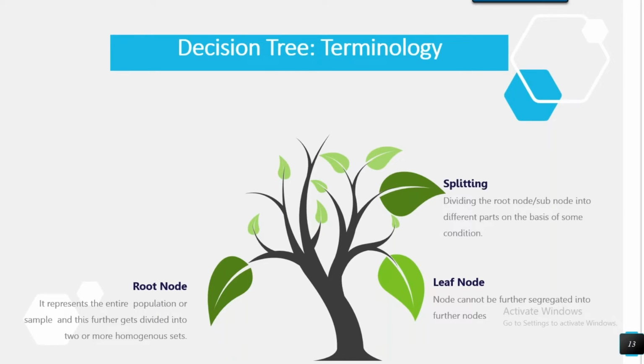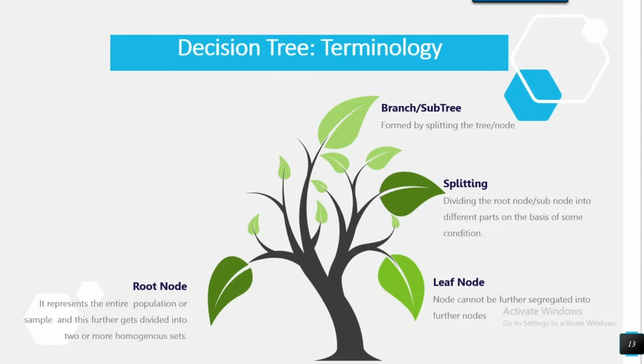There is also the process of splitting, that is dividing the root node or sub node into different parts. From the top level, if the answer is yes, then it goes to the left side, and if no, then it goes to the right side. It is an example. So this process is known as splitting. From the top level you are splitting into two, then again you have some kind of question, and you are again splitting that into two ways. That process is known as splitting.